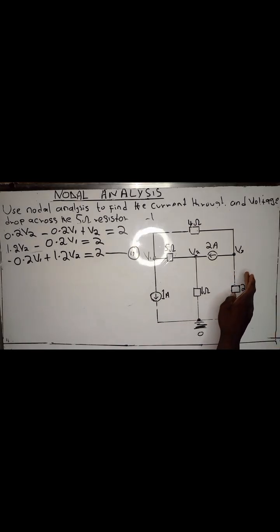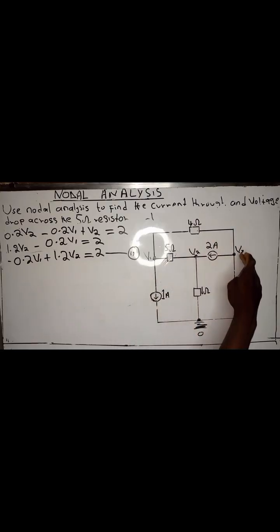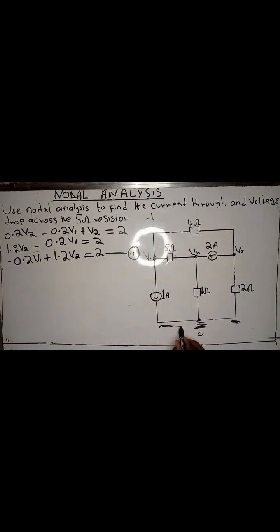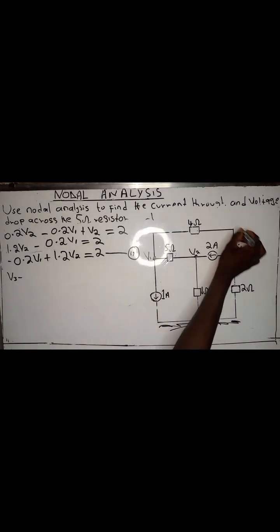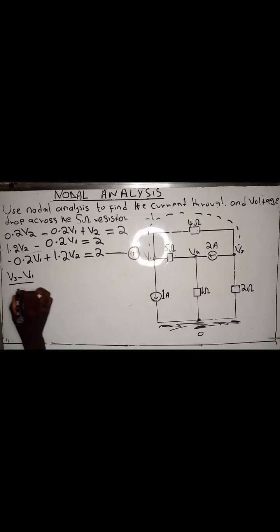So the first thing to do is V3 minus V1, and V3 minus 0. Here is the source of ground. All this source of ground is 0. There is no more voltage here or currents or anything else. So V3 minus V1 will be V3 minus V1 over the resistance, which is 4 ohm.